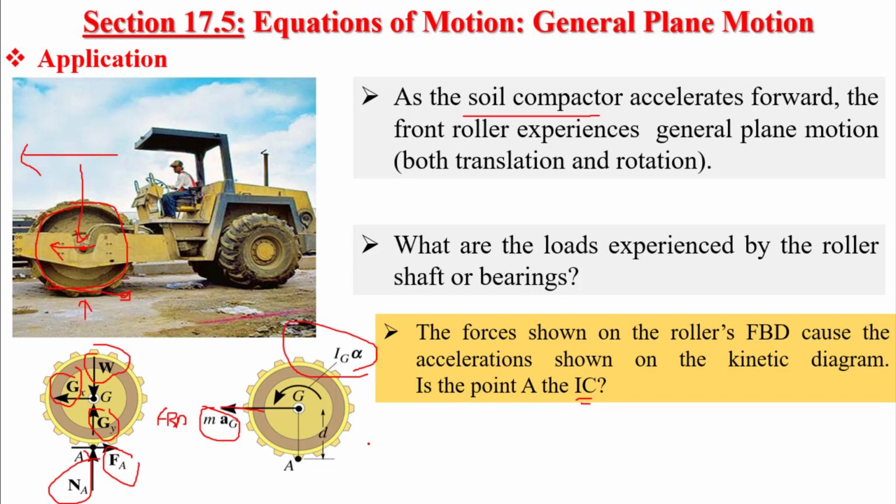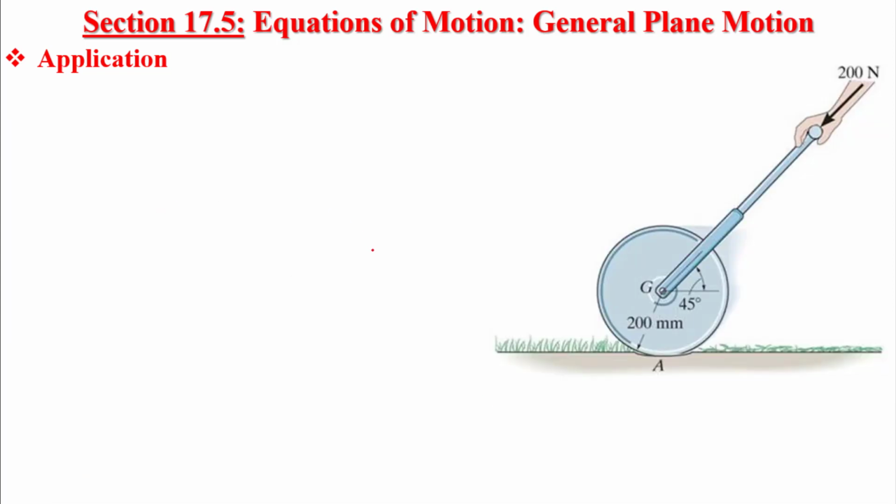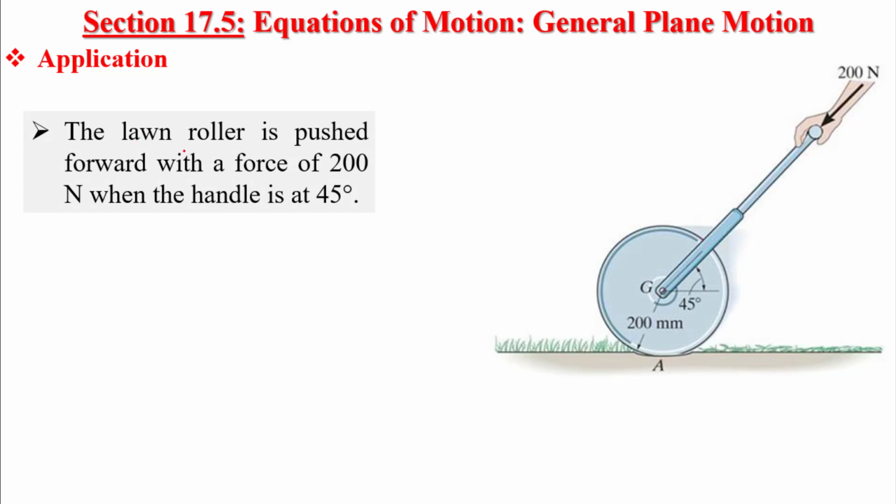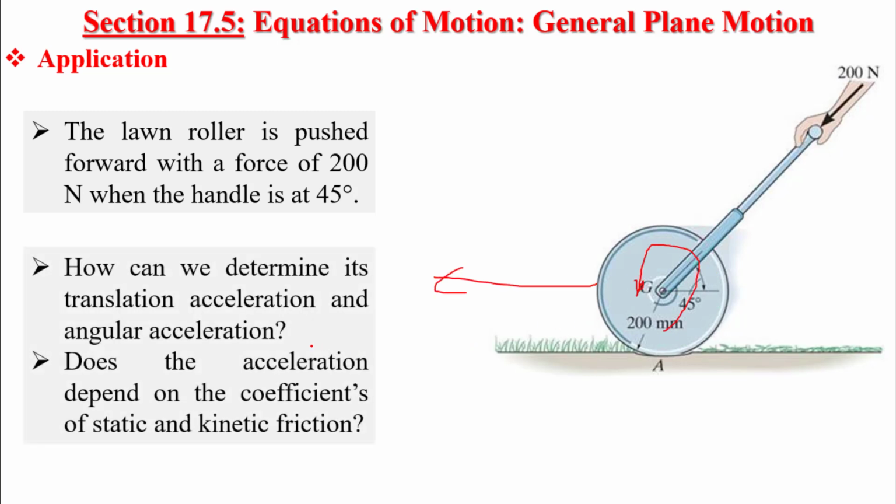Here he asks about IC. Do we have IC here? If it is without slip, yes, we have an instantaneous center of zero velocity. Here we have another example, a long ruler. This one rotates as well as translates. So this is a general plane motion problem.